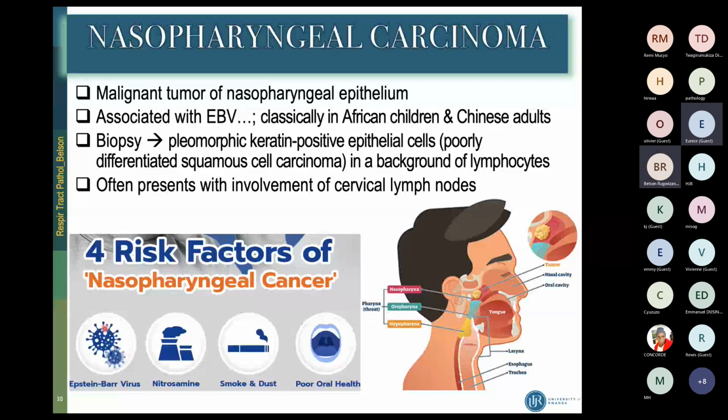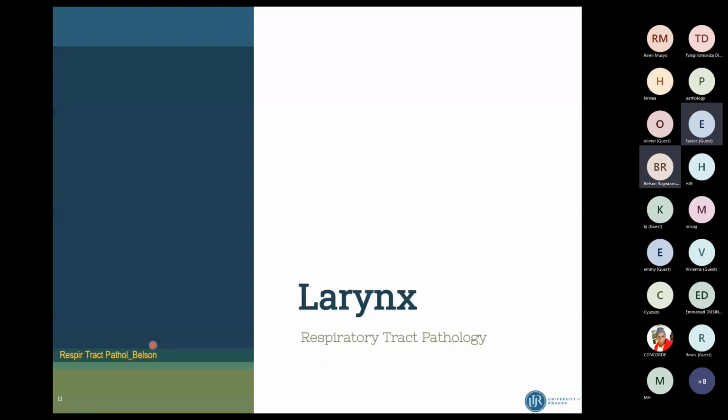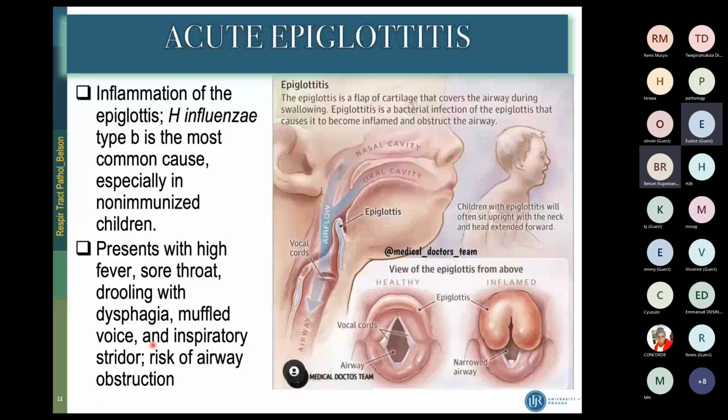So the risk factors are listed here: Epstein-Barr virus, nitrosamine, which you remember we saw among the things that cause stomach cancers. Nitrosamine, besides being in smoked food, especially smoked animal food, is also found in the preservatives put in foods kept in supermarkets and so on. You have smoke and dust, and you have poor oral health. So that's all for the nasopharynx.